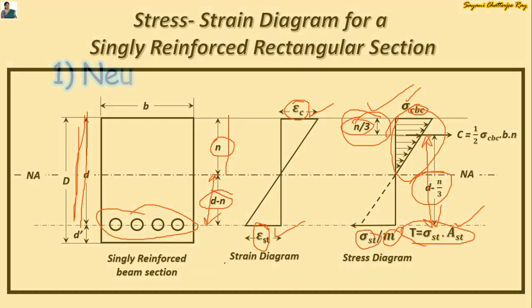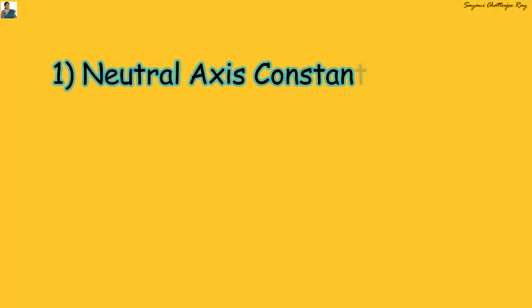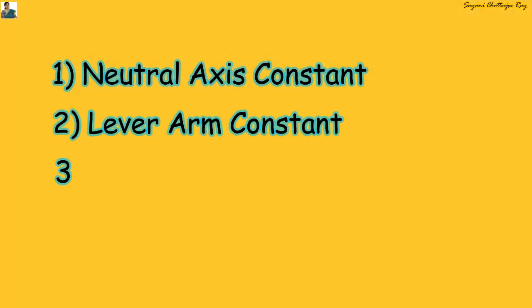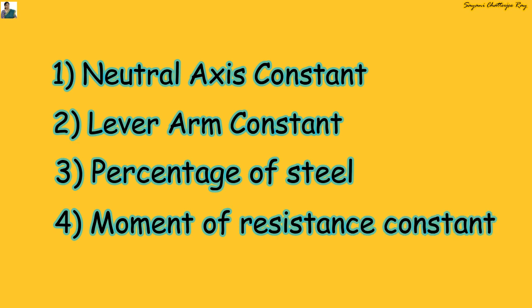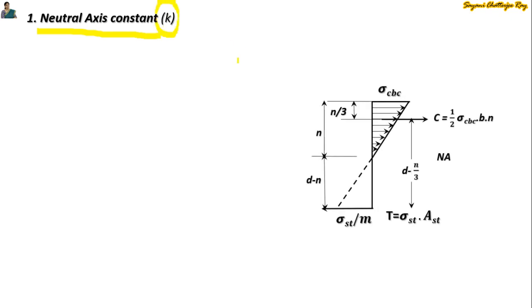From these stress and strain diagrams we will find the neutral axis constant, lever arm constant, percentage of steel and moment of resistance constant. The first one is the neutral axis constant, denoted by small k. Now we will refer to the stress diagram first. Here in this stress diagram you can see two triangles.